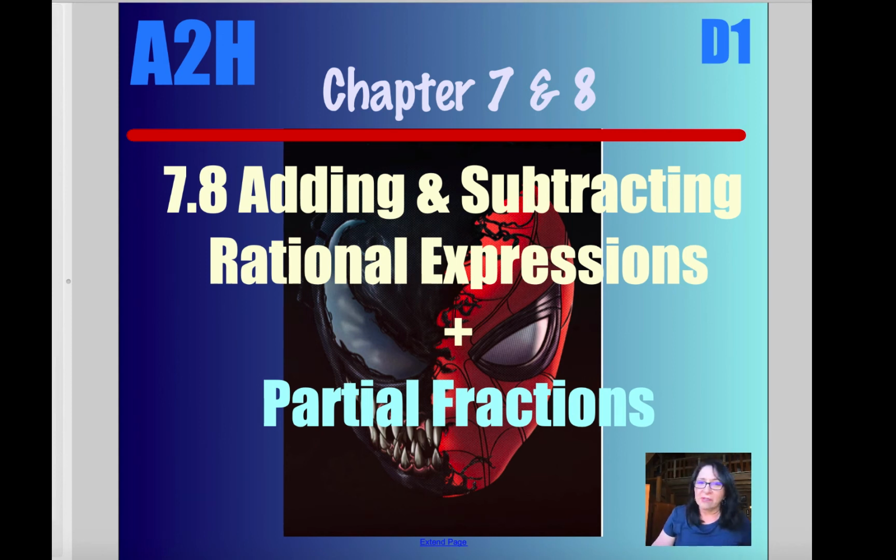Hi everyone, this lesson is for Algebra 2 honors students. This is chapter 7 and 8, section 7.8, adding and subtracting rational expressions and also partial fractions.